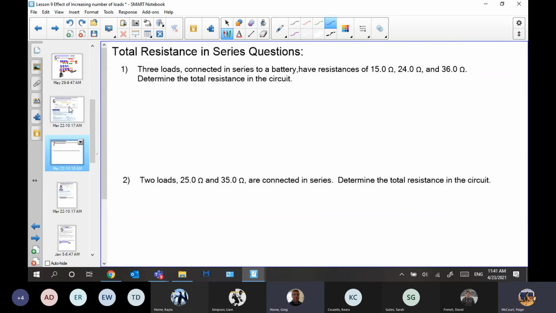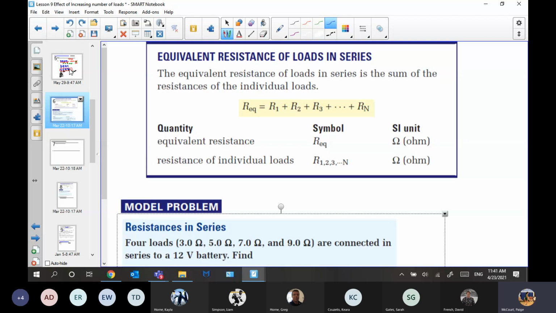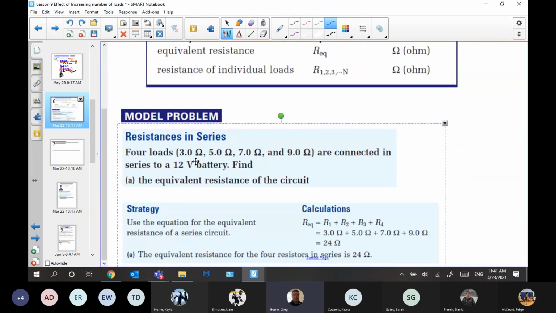So sorry, the three that you're adding up are like each of the bulbs? Yep. Okay. Yep. And then in this example here, you had 4 loads, with resistances of 3, 5, 7, and 9. And so they're showing the 3 plus the 5 plus the 7 plus the 9 gives a total resistance of 24. Okay.